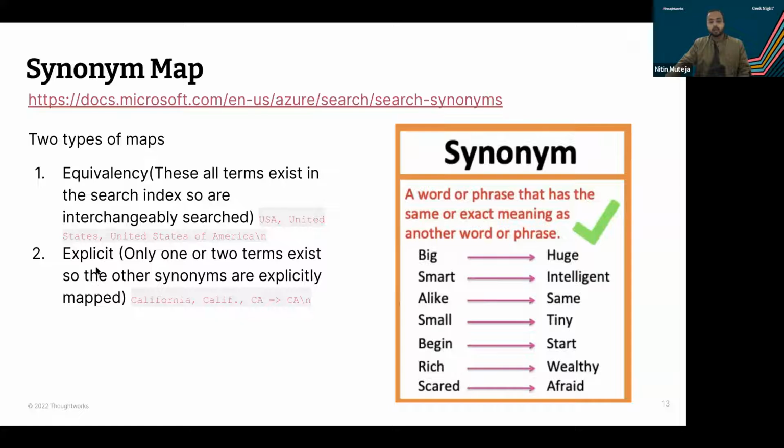The explicit synonym map will convert all these values during searching into the destination term, and then it will query for the data in the index. So this is how synonyms come to your rescue when you want to search for data that has multiple versions in the index data.